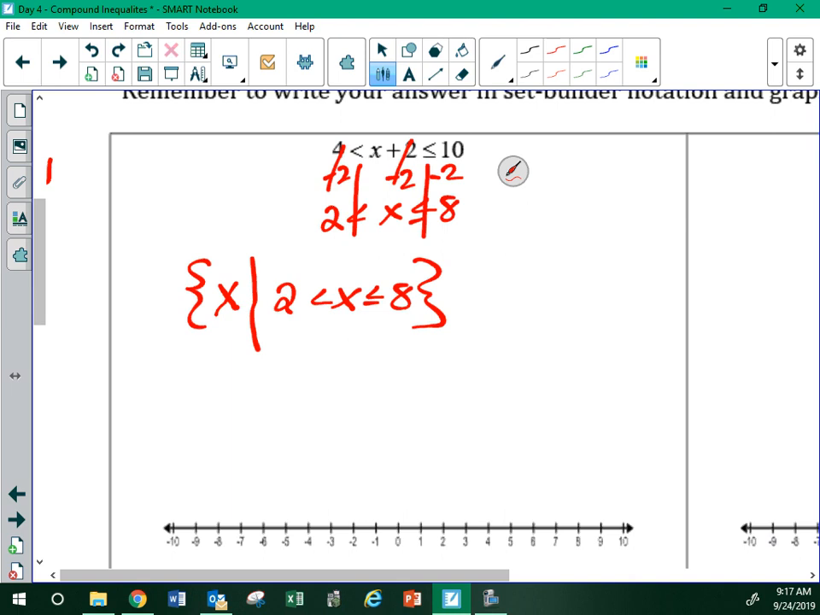And again, when we go to graph this, we're just graphing our circles. And now I have a circle at 2 and 8. Is my circle at 2 open or closed? Open. The circle at 8, is that going to be open or closed? It's going to be closed because of the equal to. And then it's just in between.